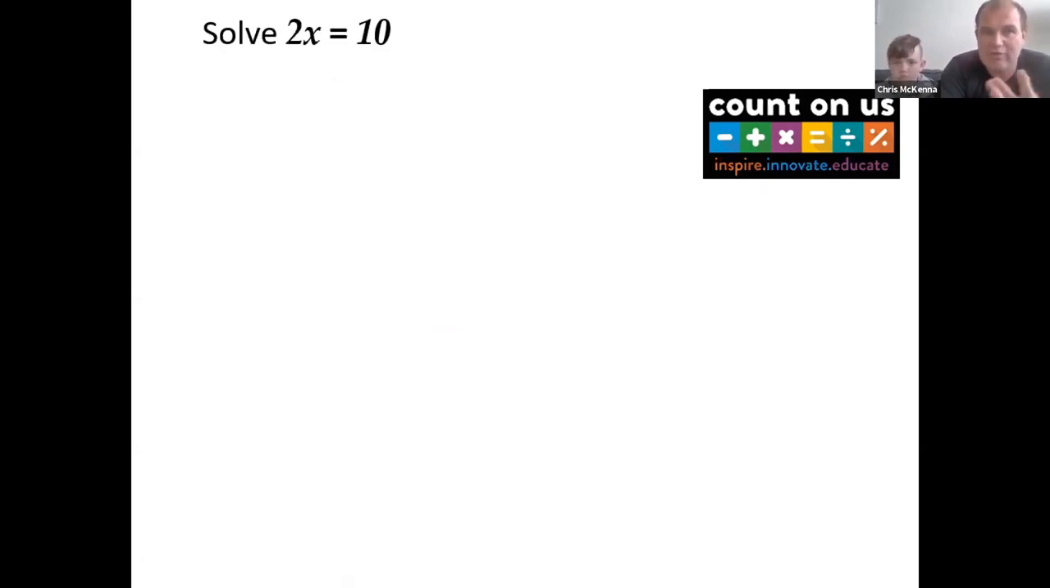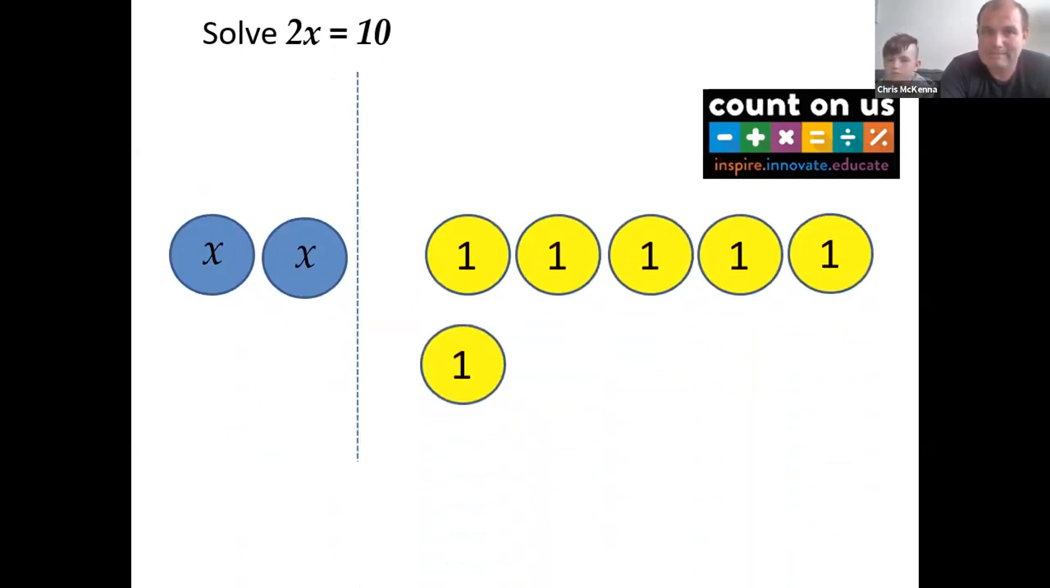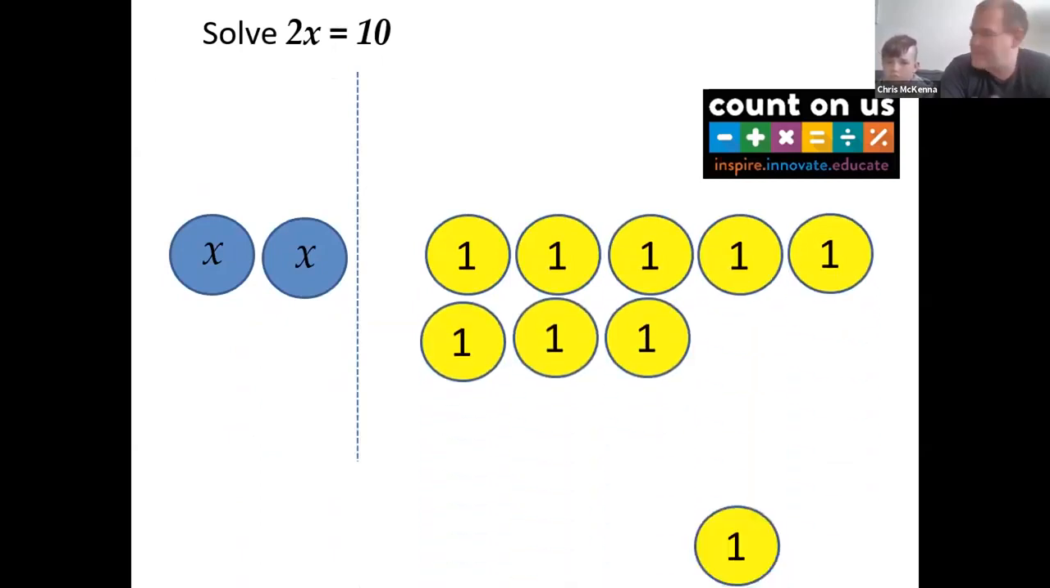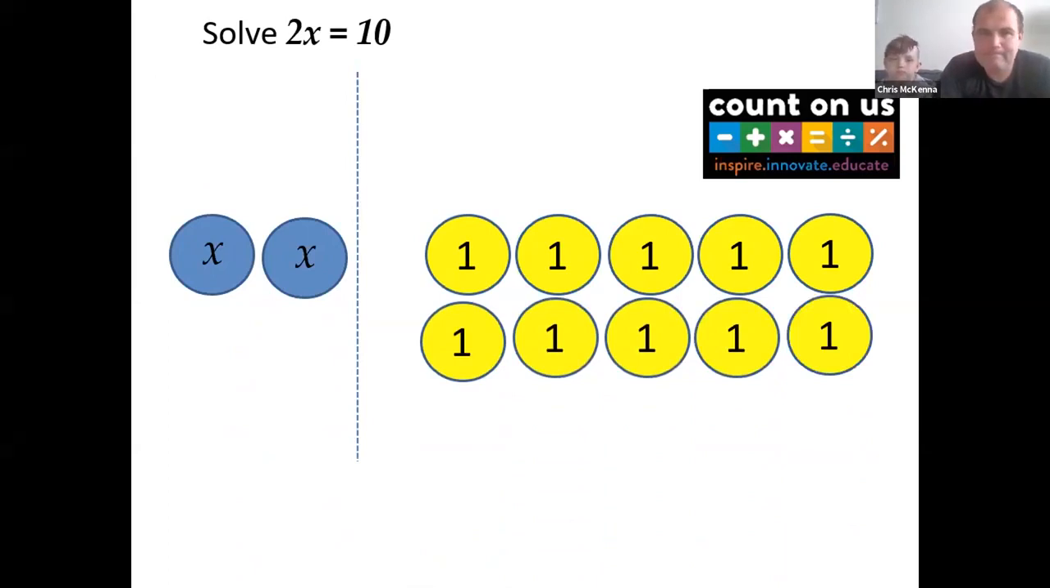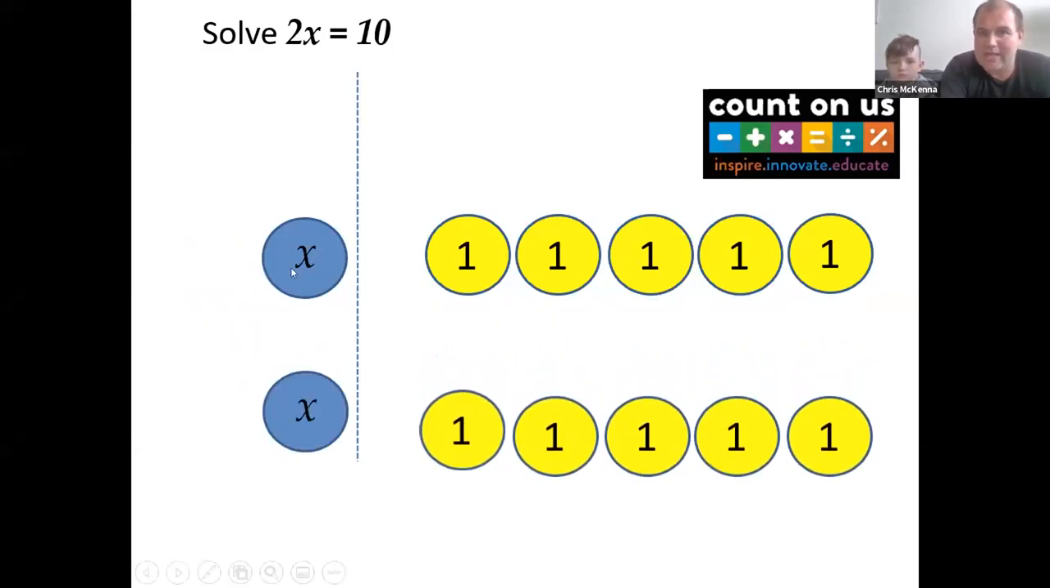We might have something like solve 2x equals 10. So I'm going to put 2x on this side, and I'm going to put 10 on that side. I'm going to just move that x down to try and match it up. And I'll move these 1s down to match it up. So if I've got 2x equals 10, I can say this x matches that and that x matches that. So x equals 5. Good, 5. And again, it's just like thinking 2 times what equals 10.